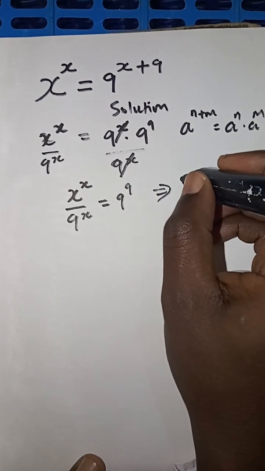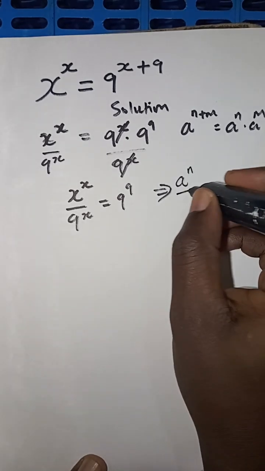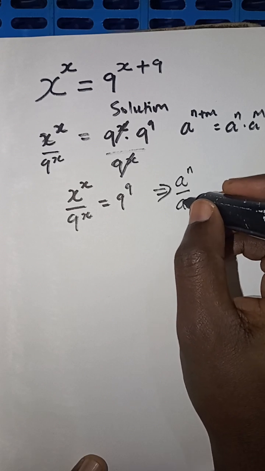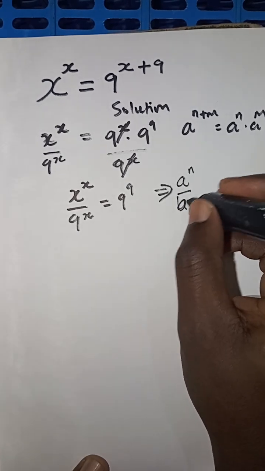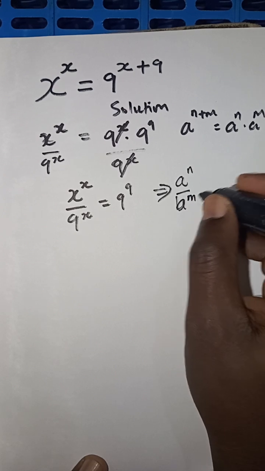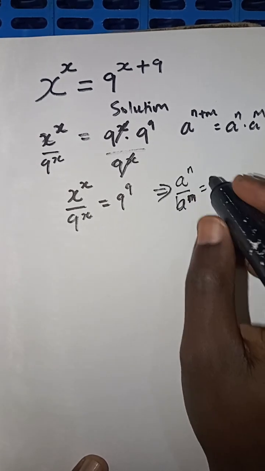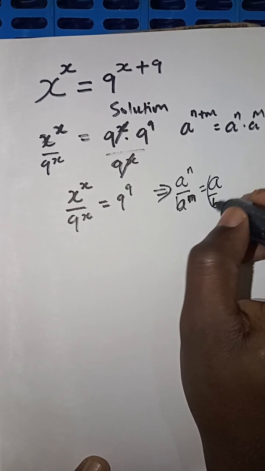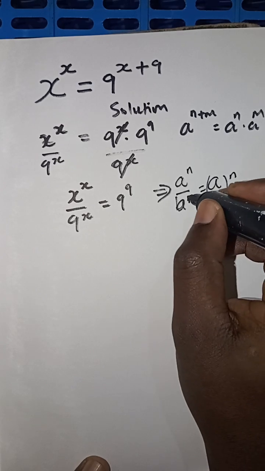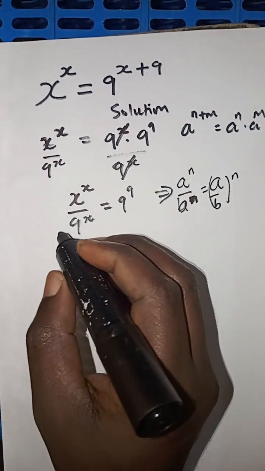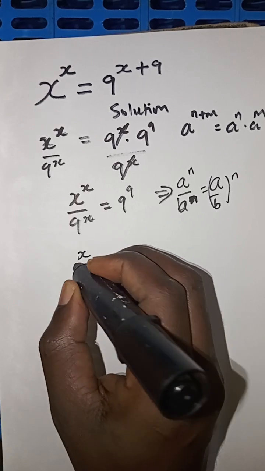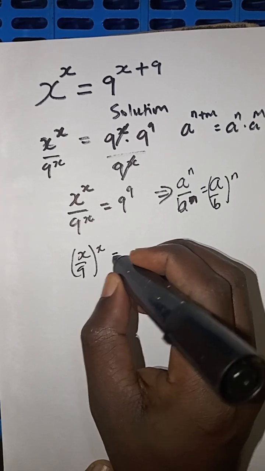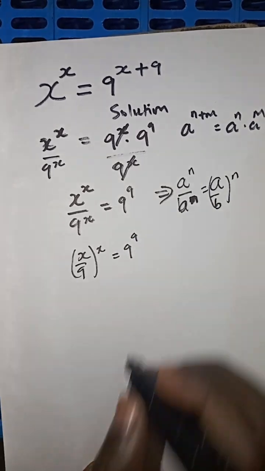This implies that when you have a raised to power n over b raised to power n, this can be written as a single fraction or a single power as a over b raised to power n. Since this is n and this is n, I'm going to apply that here so that I end up with x over 9 raised to power x is equal to 9 raised to power 9.